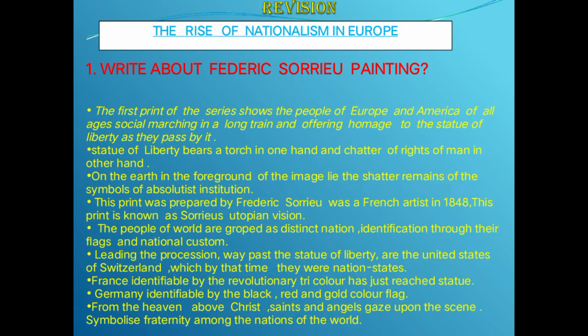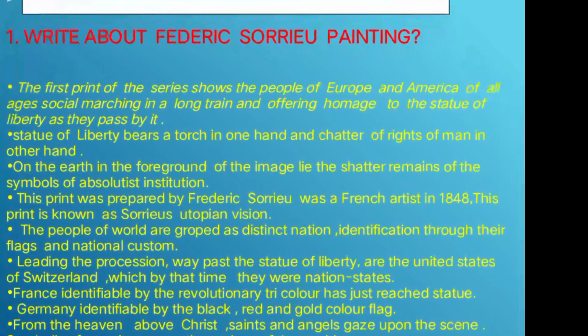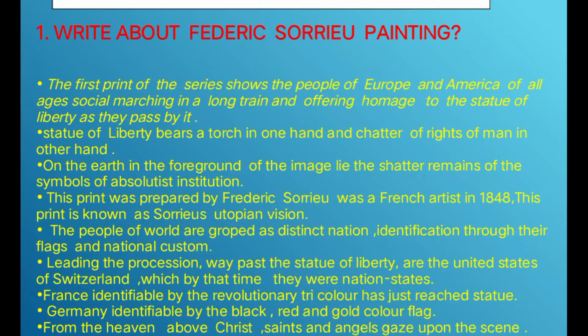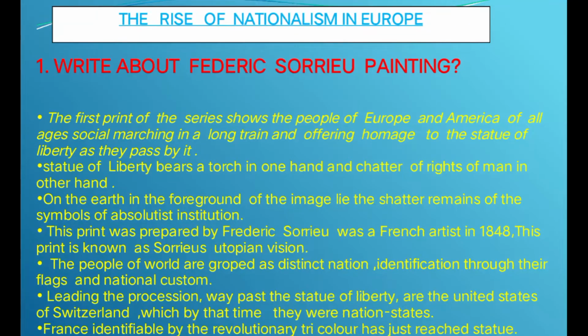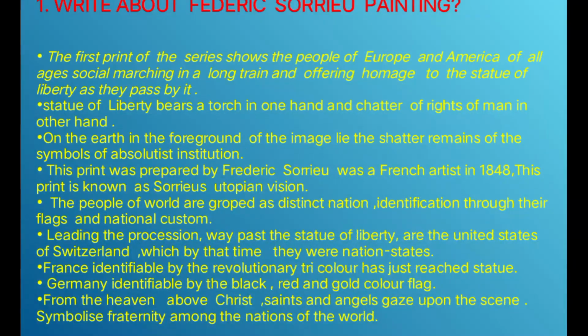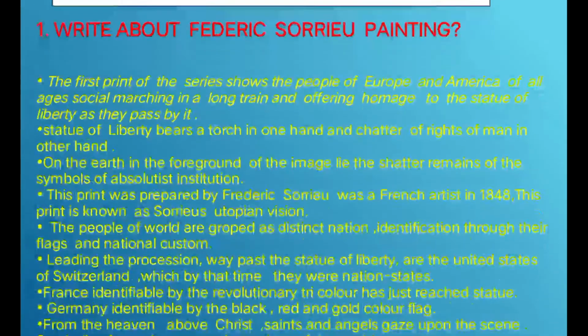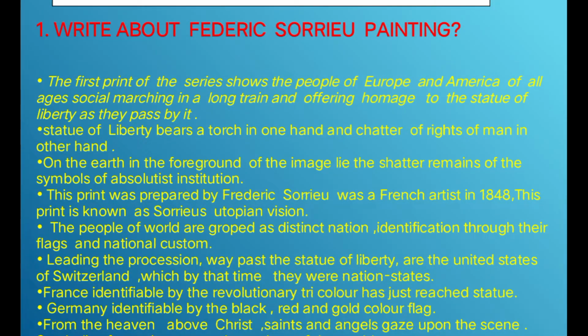Let us first talk about the first interpretation of Frederick Sorrieu's painting, the first image. The image, the Statue of Liberty, and the nations who are marching towards this statue to pay homage. Homage means tribute. They are marching towards this statue with a belief that they will transform into free nations, liberal nations.